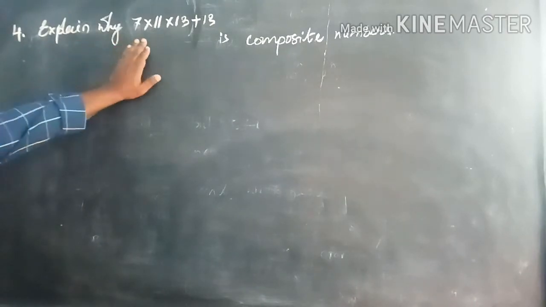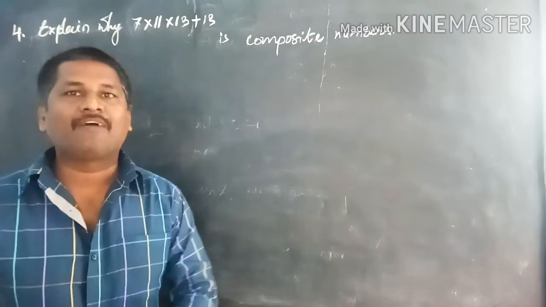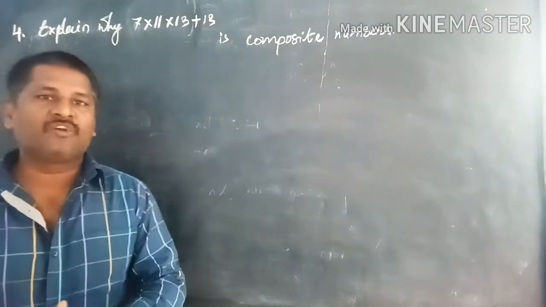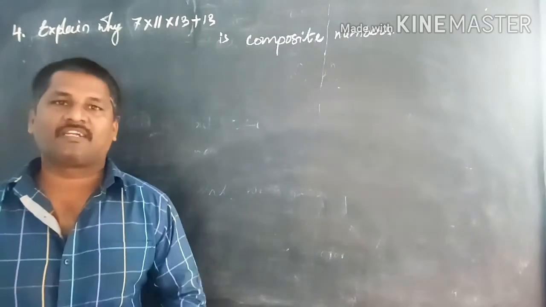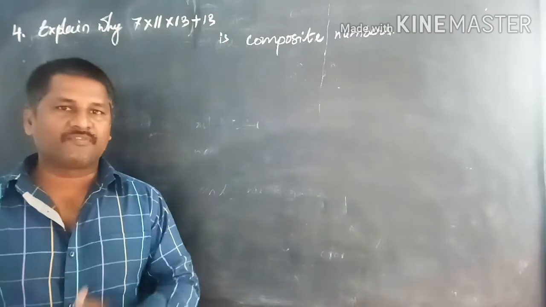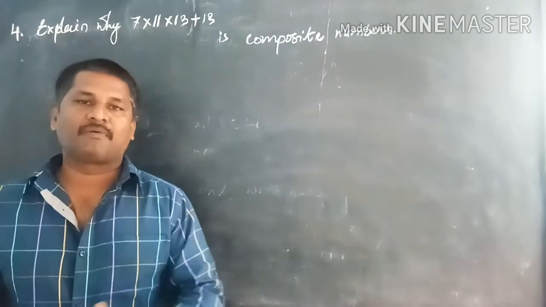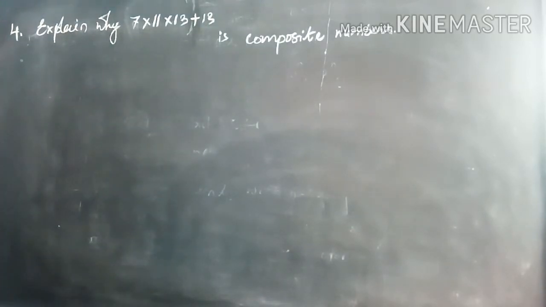Explain why 7 into 11 into 13 plus 13 is a composite number. So you have to show that the given number is a composite number. You are already aware that a composite number is a number which has more than 2 factors. If a number has more than 2 factors, this type of number is called a composite number. Let us see whether the number is composite or not.